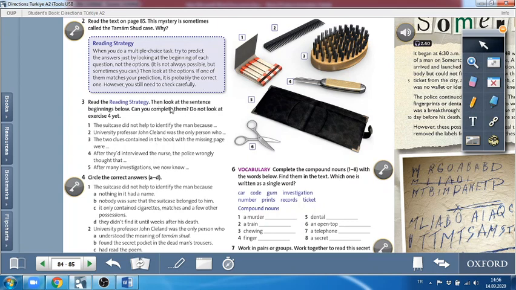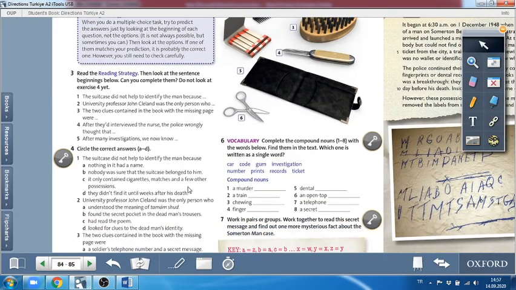And here it says, look at the sentence beginnings below. Can you complete them? Do not look at exercise 4 yet. For example, the suitcase did not help to identify the man because, you need a reason for the rest of the sentence. Or University Professor John Cleland was the only person who, what, who does what. The 2 clues contained in the book with the missing page were, after were, we need those 2 clues. And after they had interviewed the nurse, the police wrongly thought that, yes, what did the police think? And after many investigations, we now know what? You need an object for the rest of the sentence.